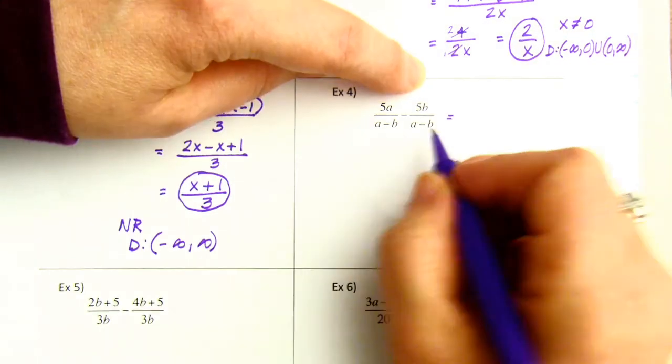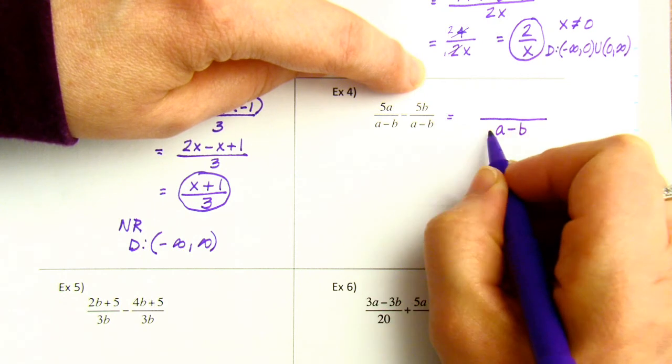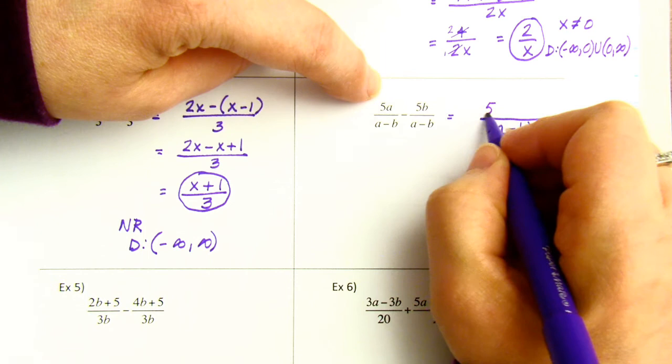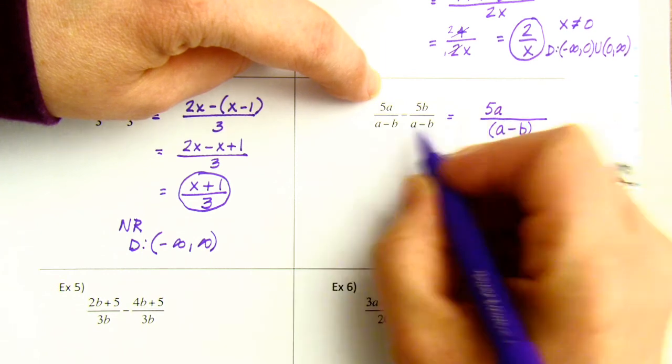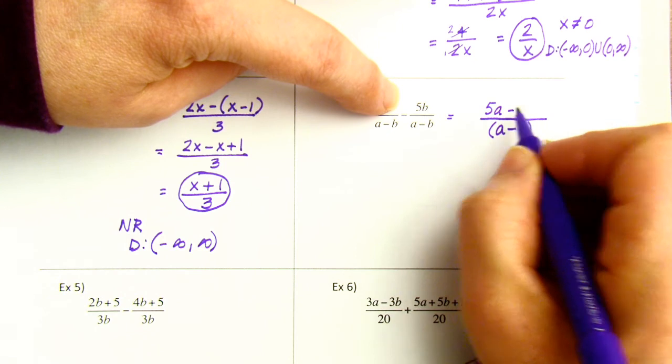Denominator is the same already. It's a quantity, a minus b. What do I have up top? 5a subtract. Since this isn't a quantity, I don't technically need parentheses.